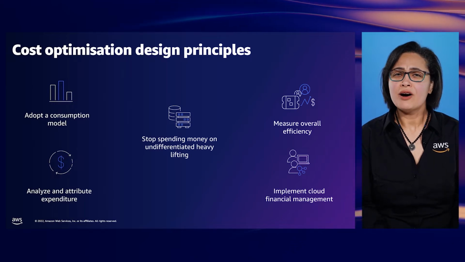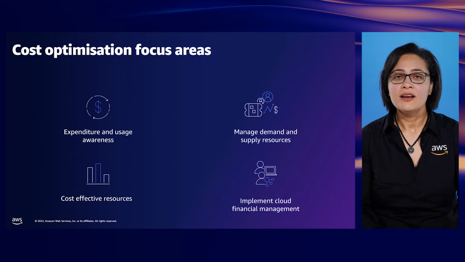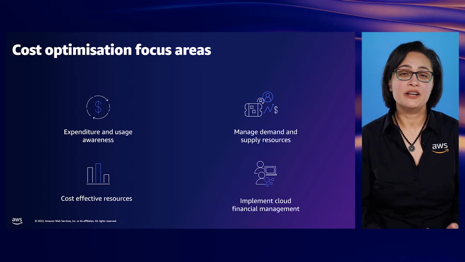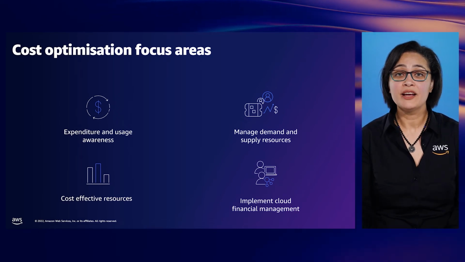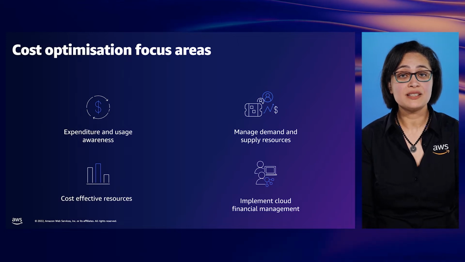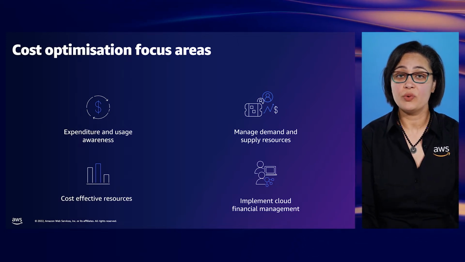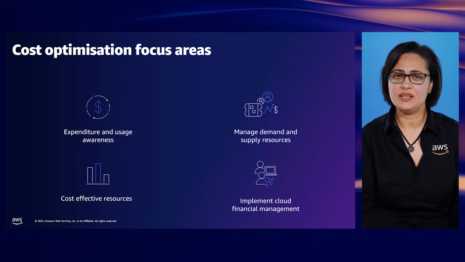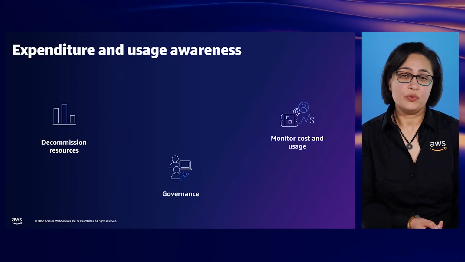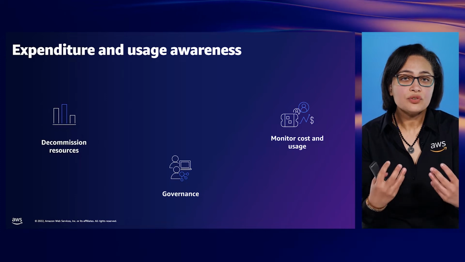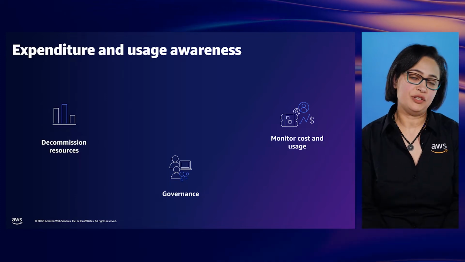So let's do a deep dive into each of the cost optimization focus areas. All right, the 4 focus areas of cost optimization in cloud are implementing cloud financial management, cost-effective resources, managing demand and supply, and expenditure and usage awareness. So let's deep dive into each of these. Starting with expenditure and usage awareness, we need to understand what drives our cost to be able to manage it and identify cost reduction opportunities.